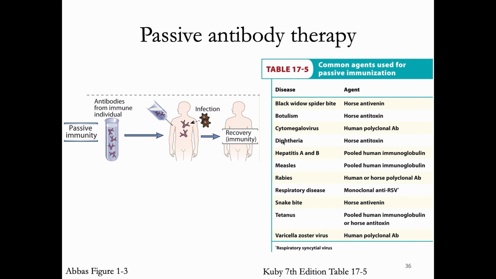So for example, if you were to get rabies, one of the things that they would do is that they would give you rabies antibodies. They'd give you rabies immunoglobulin. And so in theory, those rabies antibodies could neutralize the rabies virus and block you from getting sick.